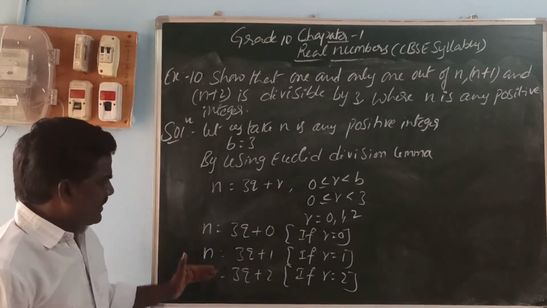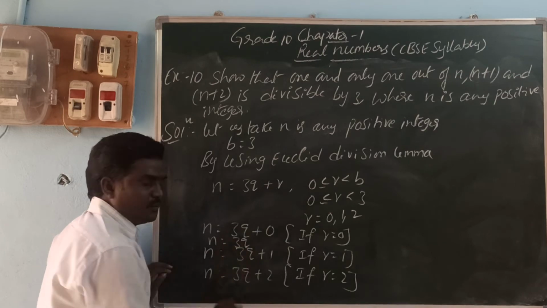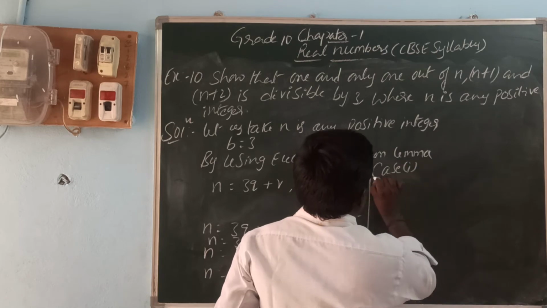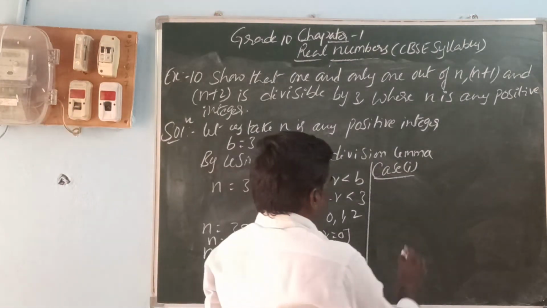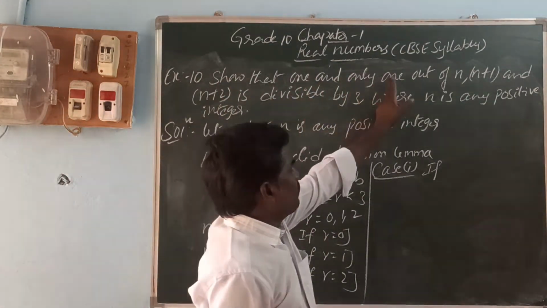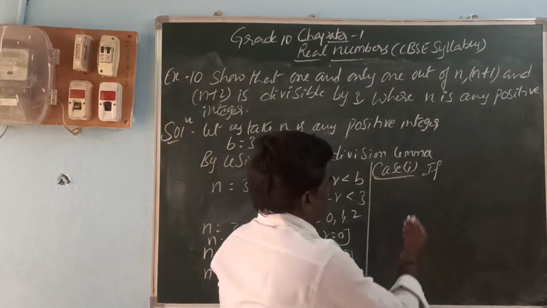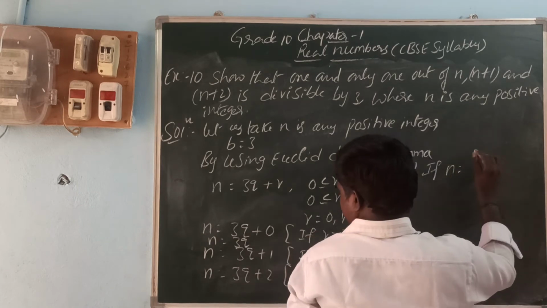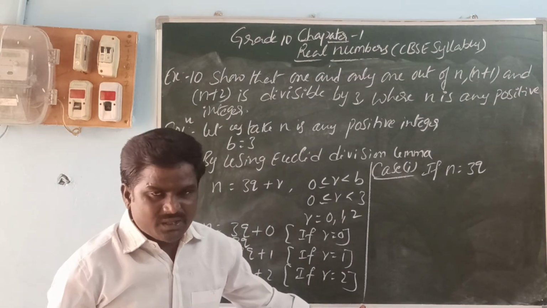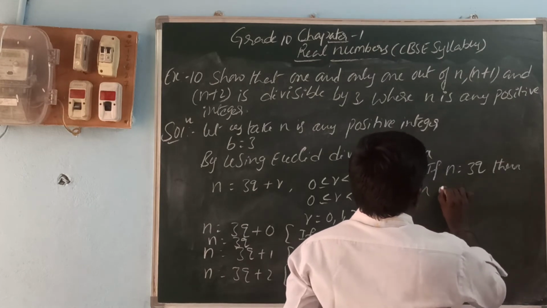Now we can check the n values. 3q plus 0: adding 0 to anything leaves it the same, so n is equal to 3q. Now we check case 1. The question is to show that one and only one out of n plus 1 and n plus 2 is divisible by 3. Case 1: if n is equal to 3q, 3q means 3 into q, that means it is a multiple of 3. Multiples are nothing but divisible, so n is divisible by 3.